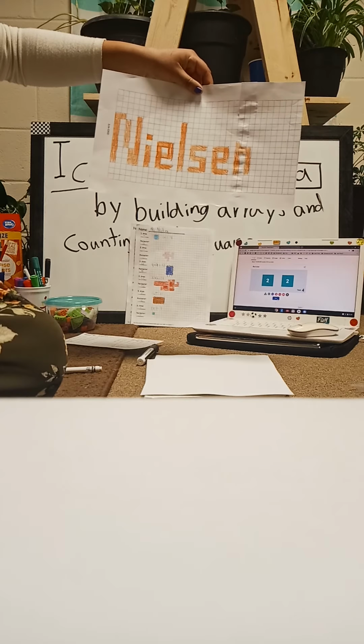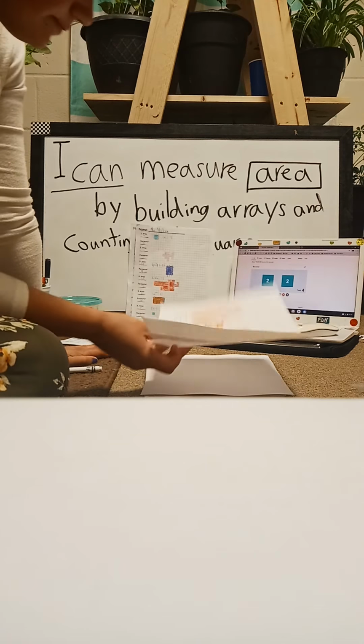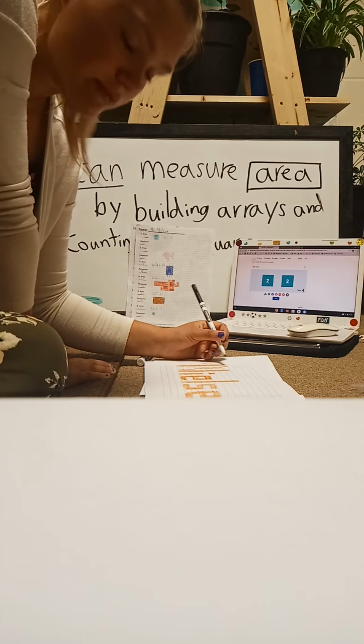For your second station, this is going to be fun. You're going to write your name and figure out the area. So right here I have my name written out. This is my last name, Nielsen. And then what I would need to do is write it out the best I could and then count the area. So I'm going to do it super fast.